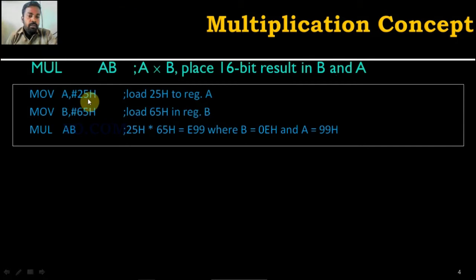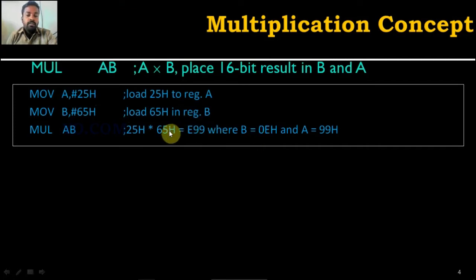Move A comma 25, move B comma 65. So 25 and 65 both are immediate data. Then we are doing the multiplication. So 25 times 65, the result is E99. In this case, 99 is stored in A register, 0E is stored in B register.